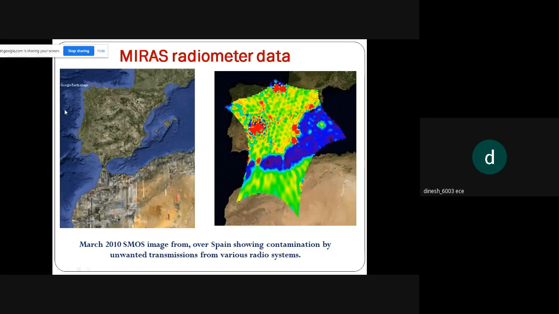So this is the Google Earth image, and this is the MIRAS radiometer data. We can see that this darker region is also seen, and this is the RFI contamination.